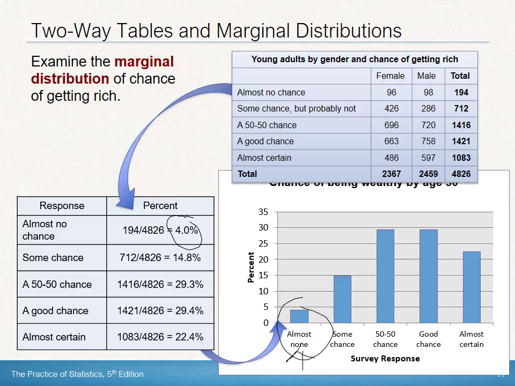So it's much easier to see where people think. This is almost none. This is almost certain. So as we go up in the scale of their chances being good or not, people tend to think they're going to be rich more. We can see on this graph that people who think they have hardly any chance are a lot fewer than the people who think they have a 50-50 chance or almost certain. So we can compare the data a little bit easier.